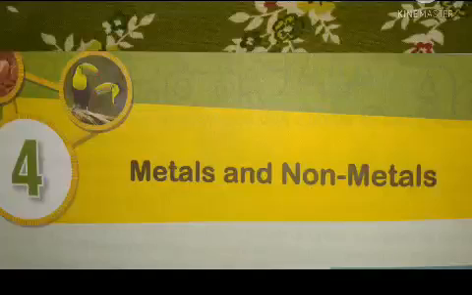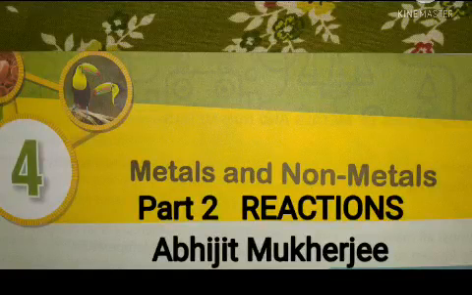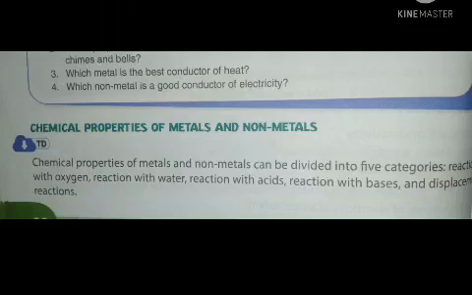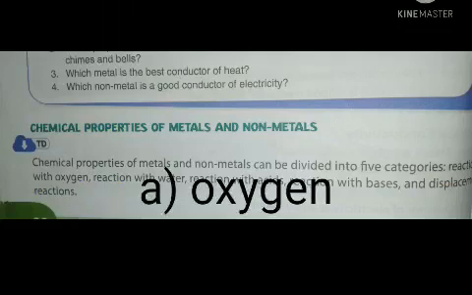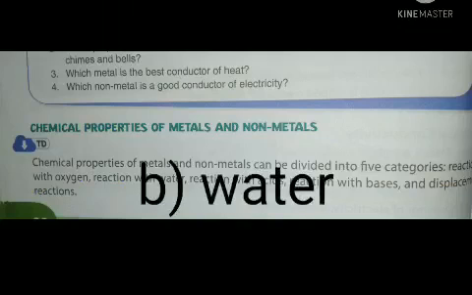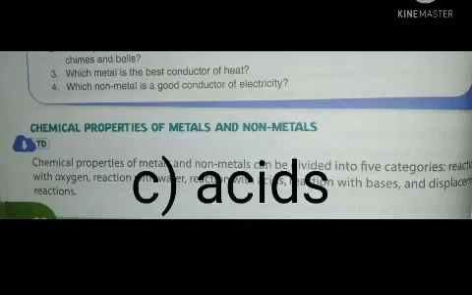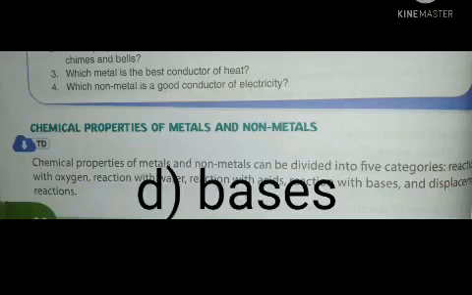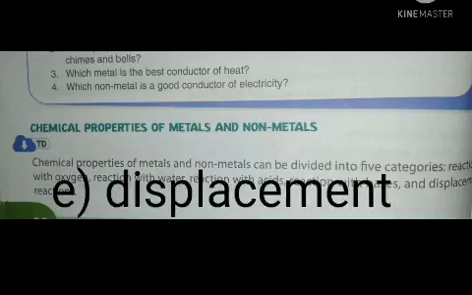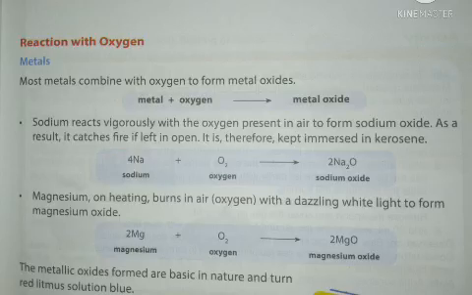Today I am going to teach you Class 8 Science, Chapter 4, Part 2, Metals and Non-Metals Reactions. We have already done Part 1, the Introduction of Metals and Non-Metals. Now we are going to see the chemical properties of metals and non-metals, based on which it can be divided into reactions with oxygen, reactions with water, reactions with acids, reactions with bases, and displacement reactions. These are the 5 different types of chemical properties.